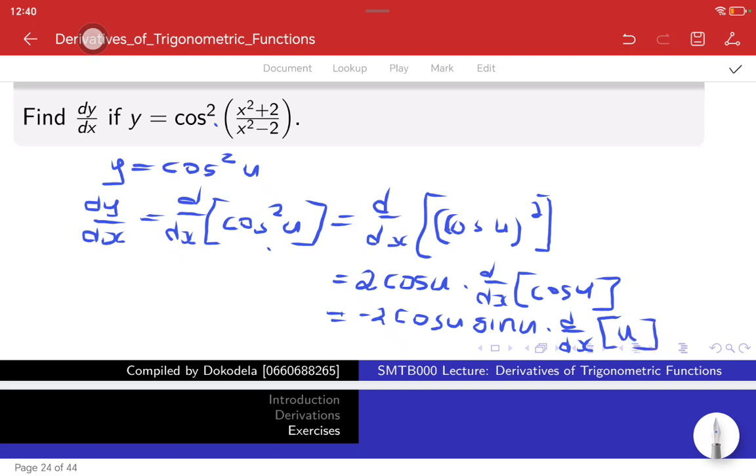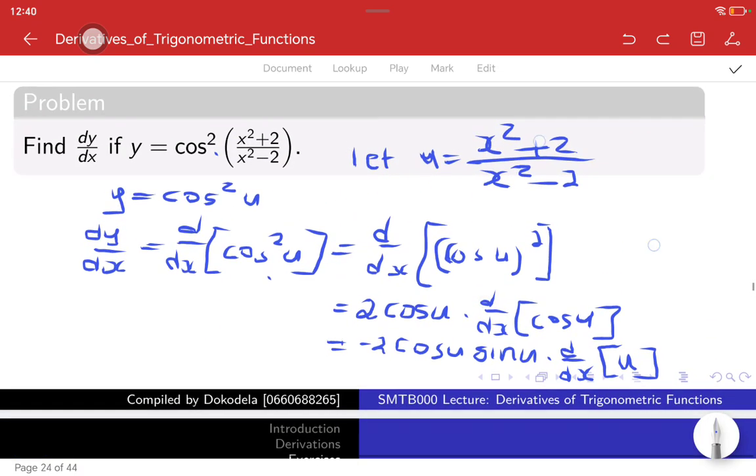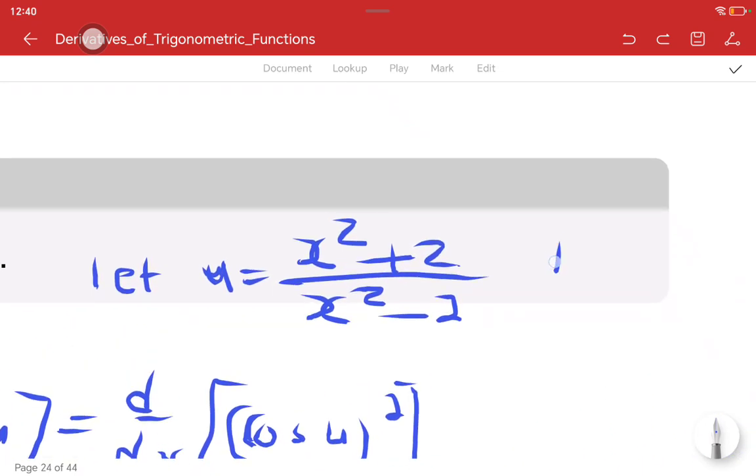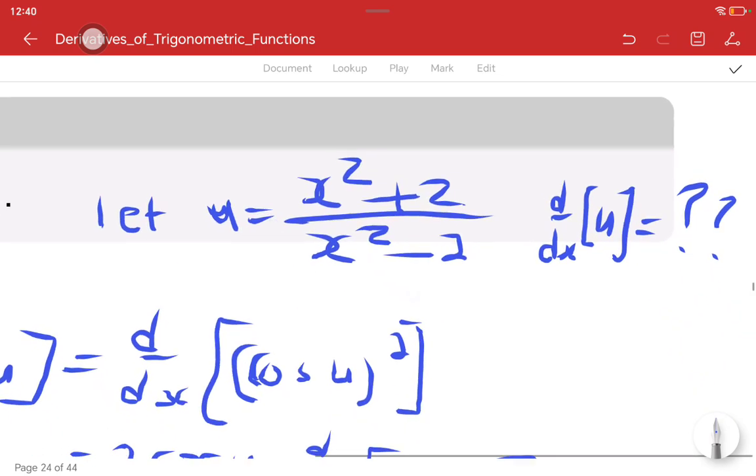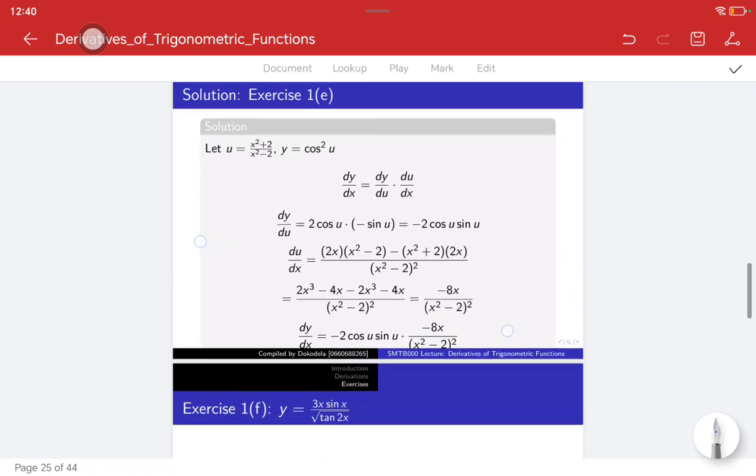The inside is u. And here we have let u be equal to x squared plus 2 all over x squared minus 2. So I can just come back here and substitute that u. Then I derive it. You see, right? Substitute my u here. Or I derive the u aside. You can just derive the u aside. You know that d over dx of u is equal to, you use the quotient rule to derive that. And then we come and use that quotient rule, deriving the u here.